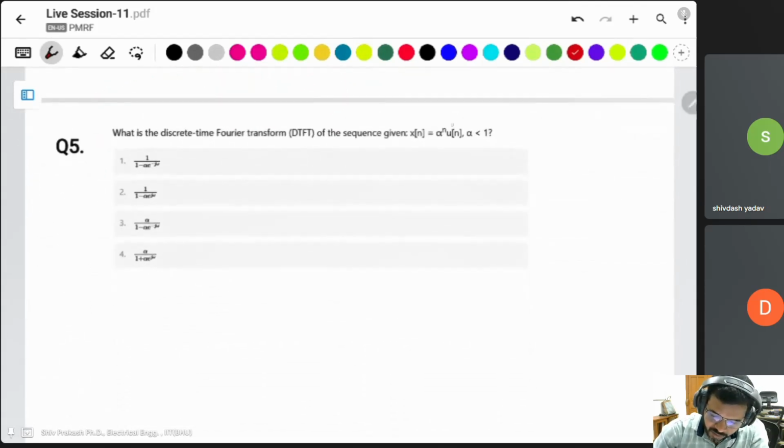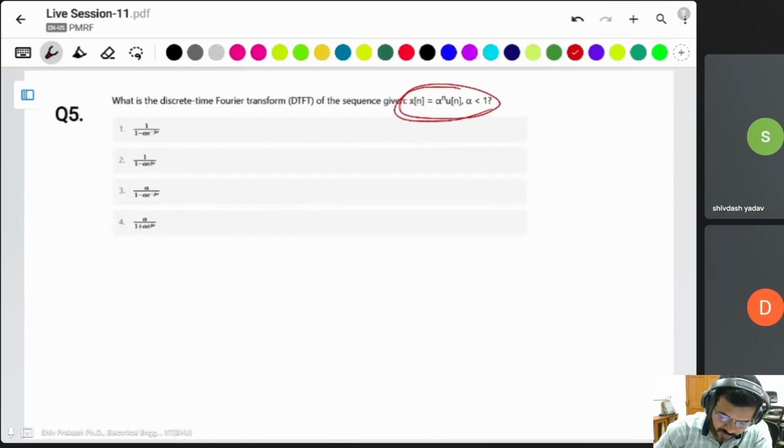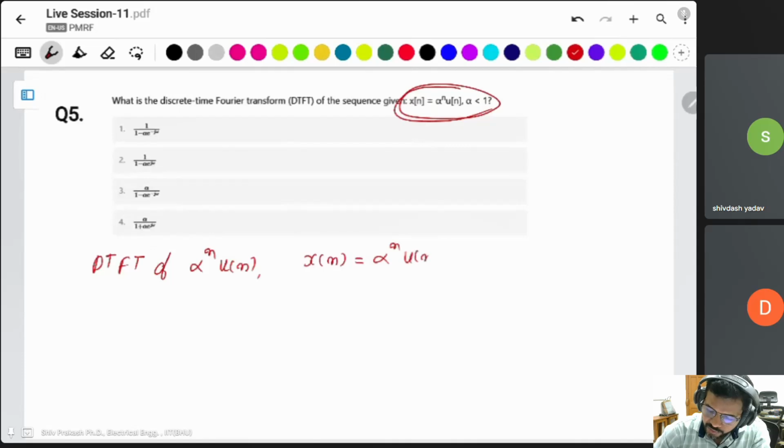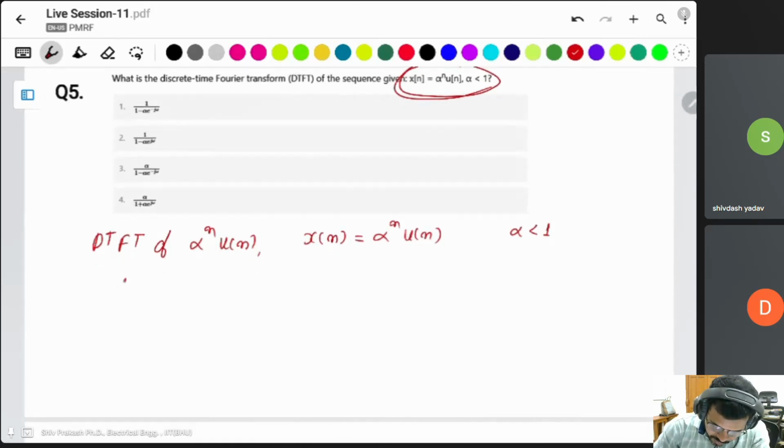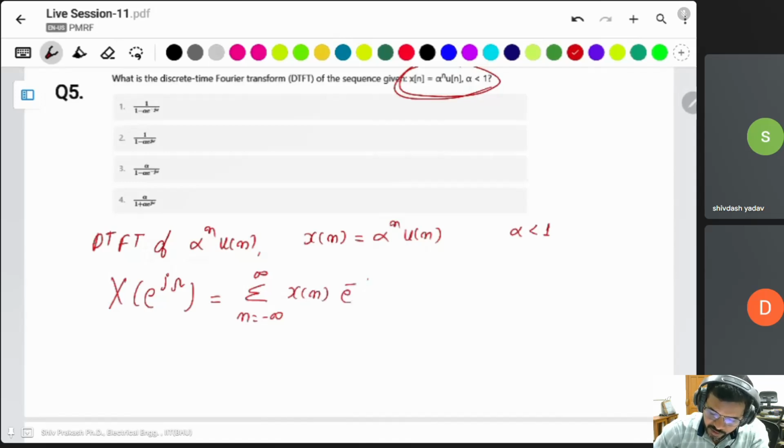Simple. I want to solve this question: the discrete Fourier transform of alpha power n un, where xn is given as alpha power of n un, with alpha less than 1. You know the Fourier transform formula: X(e^(j omega)) is equal to the summation of n equal to minus infinity to infinity xn e to the power of minus j omega n.